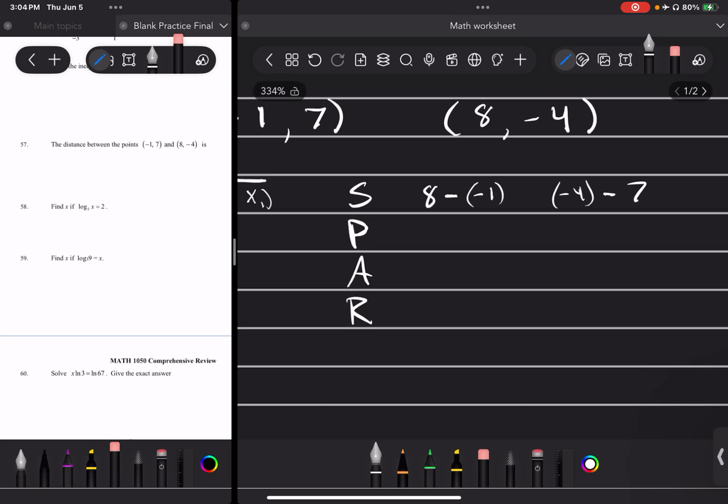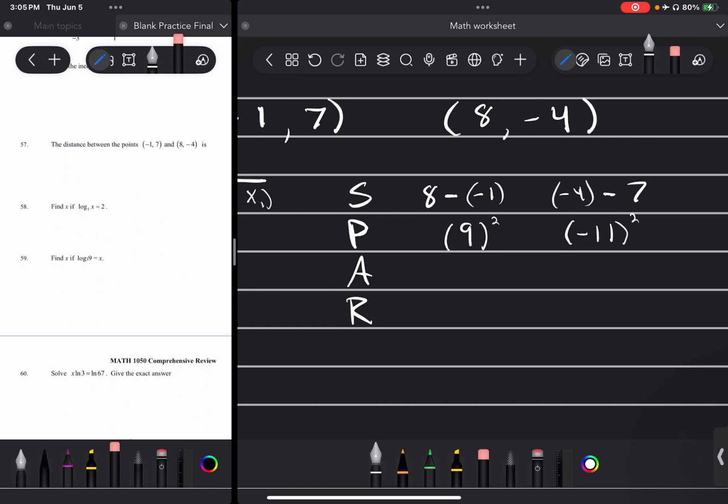So let's see here. 8 minus -1, well, that's 9. And then -4 minus 7 is -11. Now, if this was reversed and said 7 minus -4, you'd get +11. And if this was reversed, you'd have -1 minus 8, which is -9. The reason why that doesn't matter is because we're going to power it by 2, and anything you square ends up as a positive.